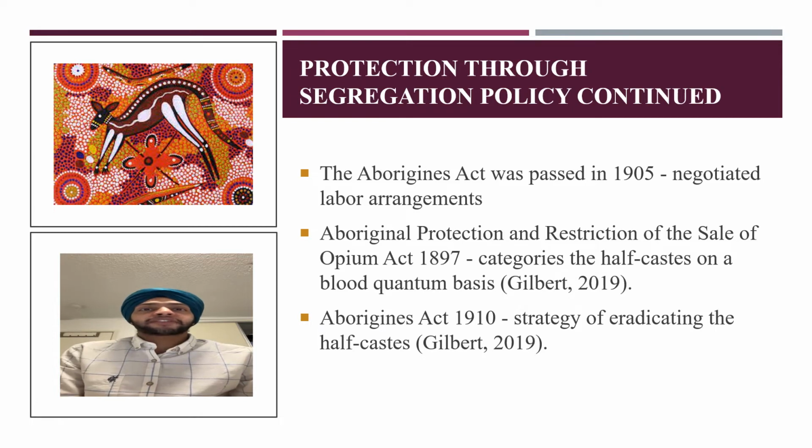The Aboriginal Protection and Restriction of the Sale of Opium Act 1897 was introduced to manage First People and categorize the half-caste on a blood quantum basis. The Act demanded that young male half-caste be categorized as Indigenous people, thus receiving the same oppression and poor living state. The Aborigines Act 1910 was introduced to eradicate the half-caste through systematic extinction by removing them from their present missions into orphanages.